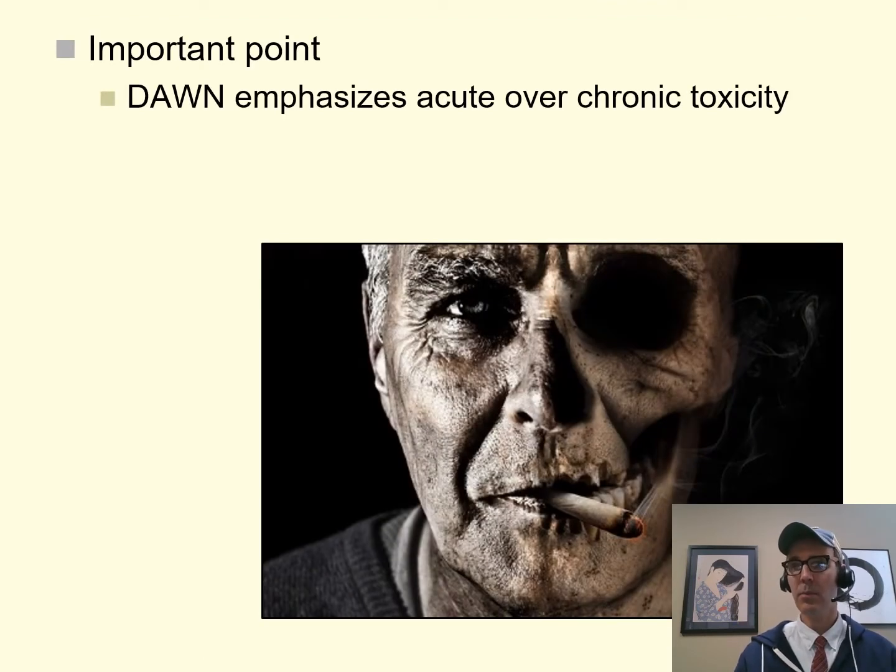Yet another important point is that DAWN emphasizes acute toxicity over chronic toxicity. And what I mean by that is it's looking at toxic problems, injuries, overdoses, and deaths which occur right away. That is, you take too much of a drug and you overdose and end up in the hospital, or you take too much of a drug and you die. That's very different than problems which occur over a chronic or a long time period.